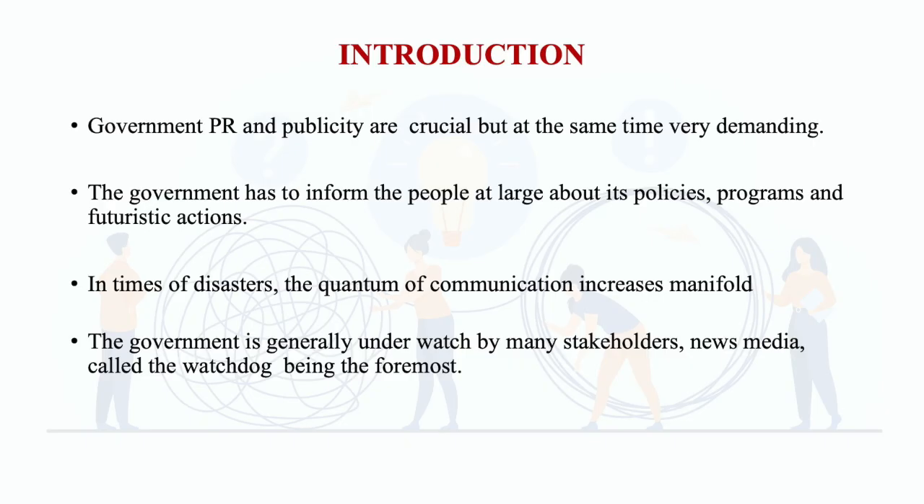The government is generally under scanner or watched by many stakeholders, news media called the watchdog being the foremost. Though government and media are two different entities, the media is called the fourth estate in a democracy. What are the three other estates? The executive, the legislature, and the judiciary. And the fourth estate status is given to the media in its watchdog function. Because when the three function, there has to be an independent interpreter of what is happening, so it is expected of the news media to give, without fear or favor, information to the people at large about the functioning of these three estates.